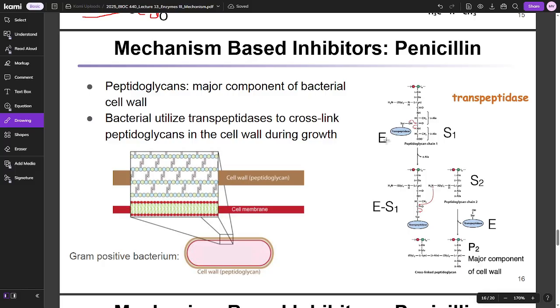Oh yeah, this is fun. This is actually how penicillin works, if I'm not mistaken. Peptidoglycan is a peptide plus sugar: peptido, protein, glycan is sugar. It's a protein-sugar complex basically that is the major component of bacterial cell walls. And they use transpeptidases, these enzymes that form these bridges between layers to cross-link these walls.